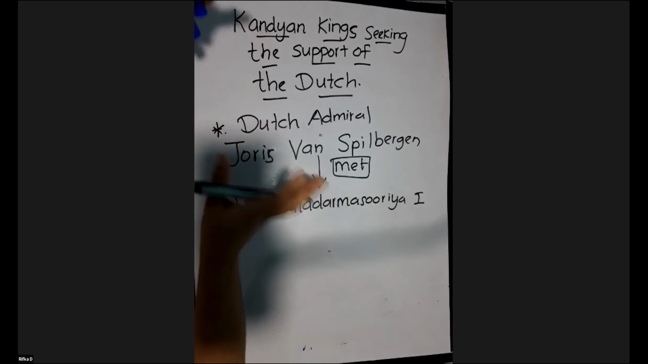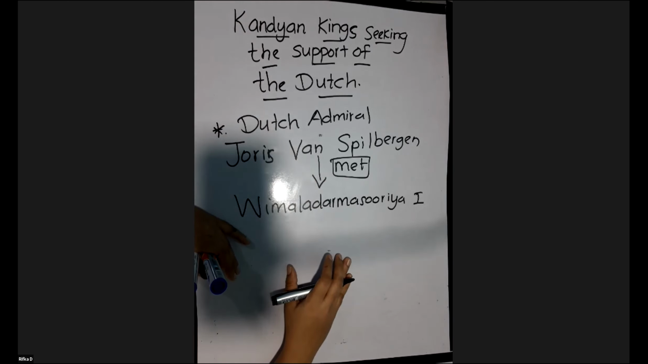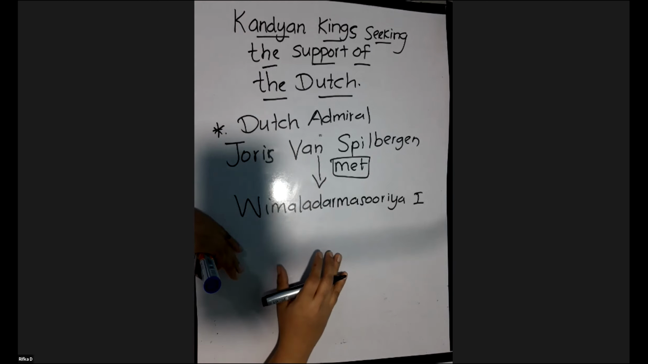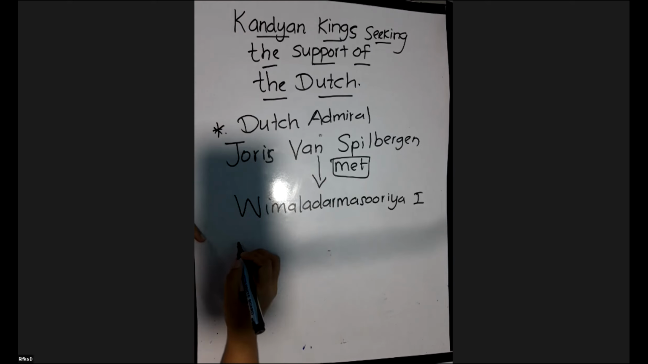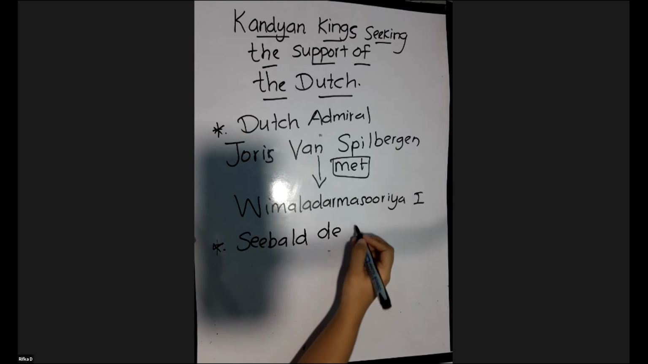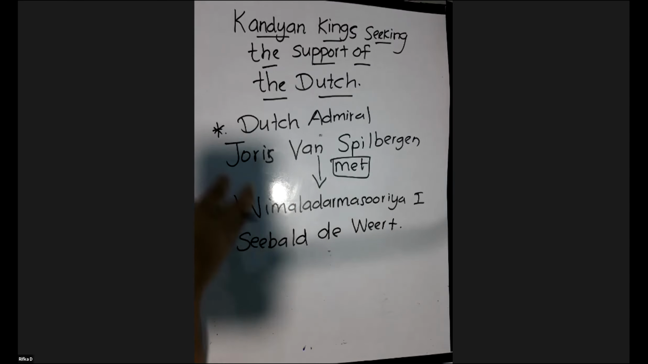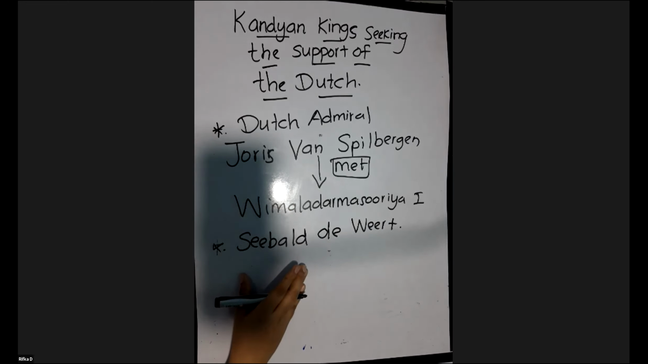After Spilbergen left, after another three months, another delegation came to Sri Lanka, also to the Kandyan kingdom. That was headed by another Dutch admiral, a captain named Sebald de Weert. He came three months after Joris van Spilbergen left. Another Dutch admiral came to meet King Vimala Dharma Surya the First.